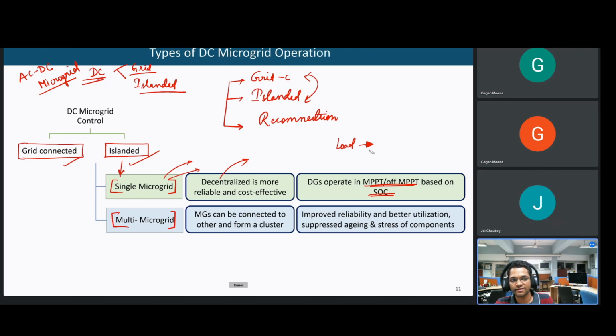Because in DC microgrid we need to have the storage for balancing the power load and generation mismatch. So if the SOC of the storage is below 90%, or even much less, then we can use MPPT, so we can extract maximum power from solar. But once SOC reaches 90%, then we can go for off MPPT. That means we will not extract maximum power, we will just try to regulate the voltage.